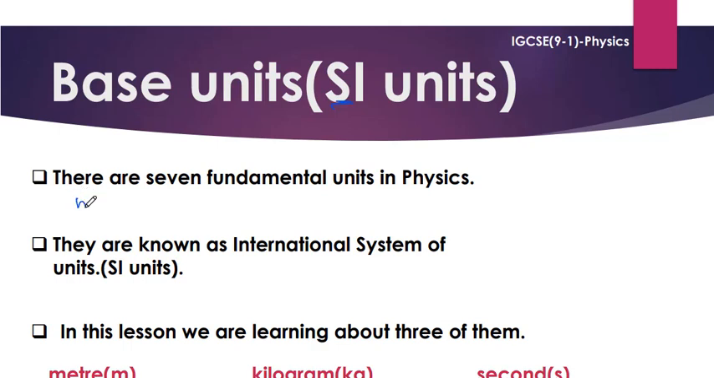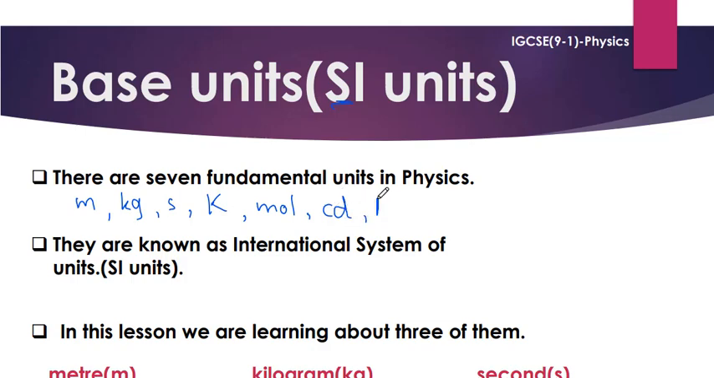You can write meters for length, kilograms for mass, seconds for time, Kelvin for temperature. We don't use degrees Celsius as an SI base unit, we use Kelvin. Then in chemistry you have learned mole for amount of matter. Then we have candela. We don't use this unit in this syllabus. Candela, small c, small d. Light intensity is measured using candela.